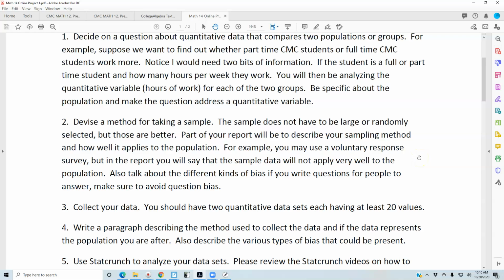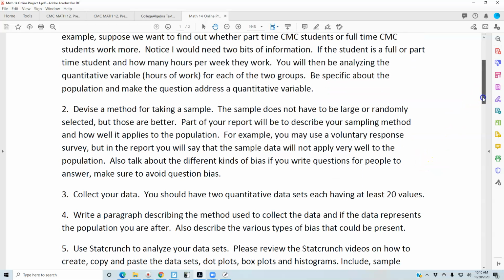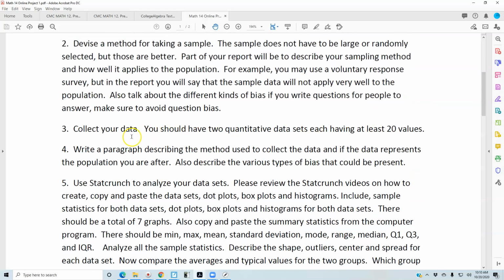Also talk about the different kinds of bias if you write questions for people to answer. Make sure to avoid question bias. Number 3, collect your data. You should have 2 quantitative data sets, each having at least 20 values.